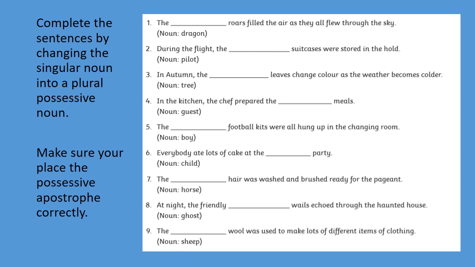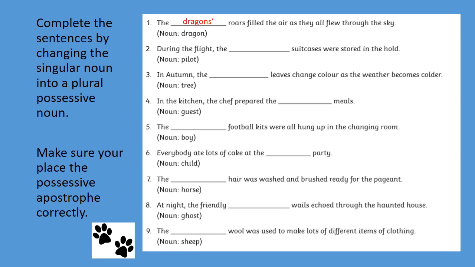Now it says they, so we know we're talking about more than one dragon. So therefore we need to change it to a plural, dragons. And our apostrophe goes after the S because the roars belong to all of the dragons. So we'd write that, dragons, apostrophe after the S. Now pause the video here and complete the rest shown on screen.